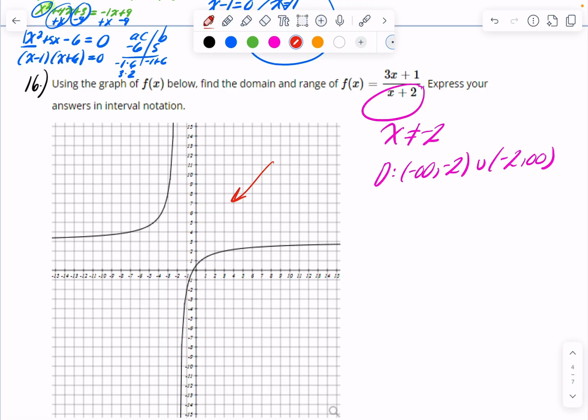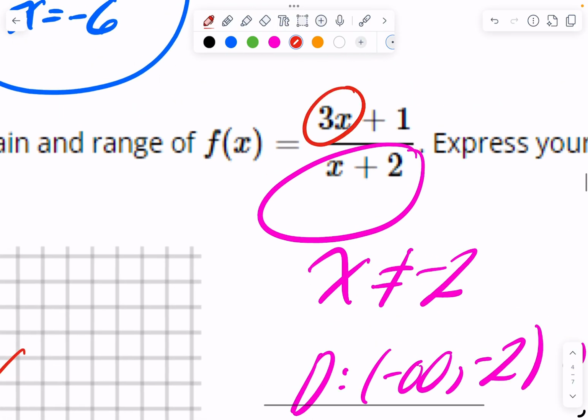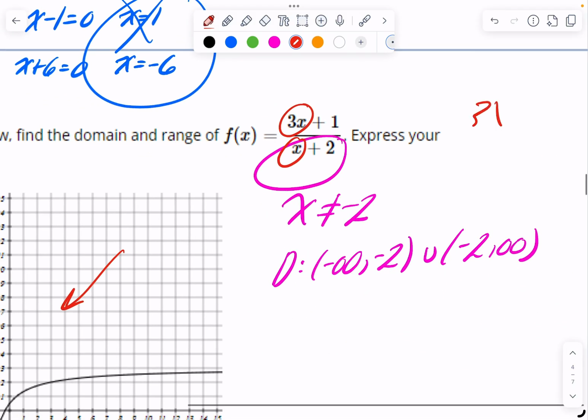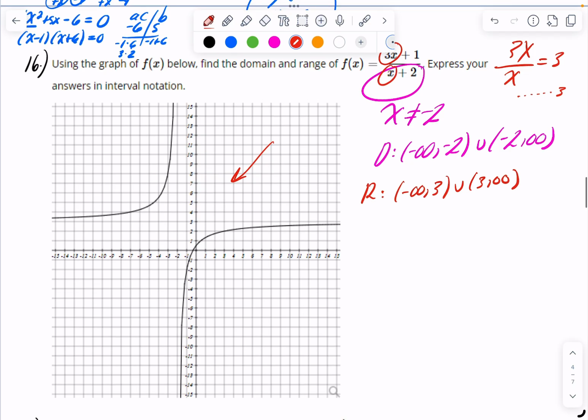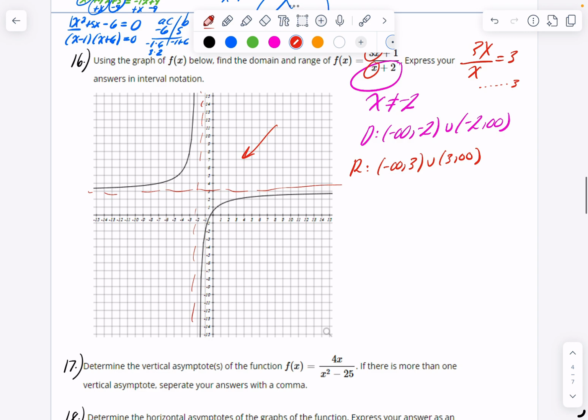My range I can find by doing my horizontal asymptote. So if I do the leading term divided by leading term, 3x divided by x is 3. I have a horizontal asymptote at 3. So my range will be negative infinity up to 3, union 3 to infinity. Or, again, if you were to notice that the asymptote is at negative 2 and at 3, then you could do domain and range that way.